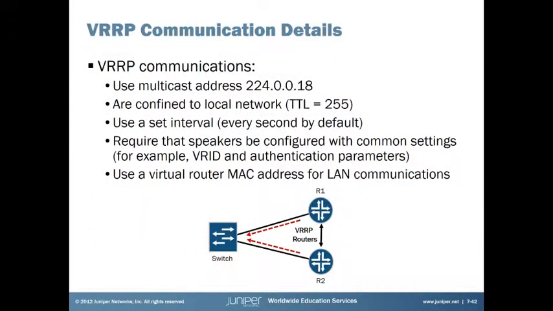It uses a multicast address, 224.0.0.18, confined to a local network, TTL equals 255, and uses a set interval, every second by default. It requires that speakers be configured with common settings, for example, virtual router ID and authentication parameters, and uses a virtual router MAC address for LAN communications.